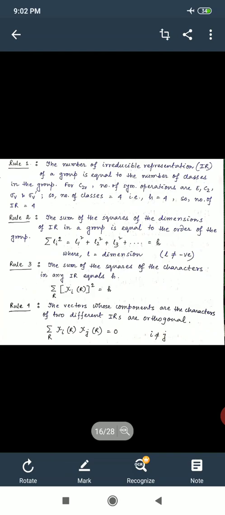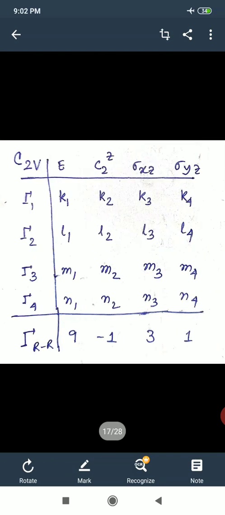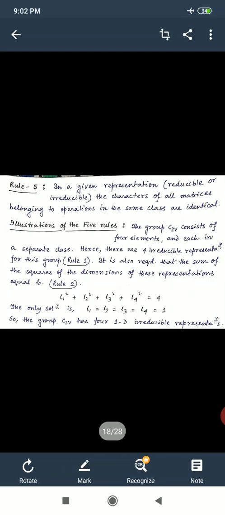There were 3 cases, and the importance of GOT is that we have derived the 5 rules from the GOT. These are the rules, and then after discussing the rules, we have implemented these rules to form the character table.